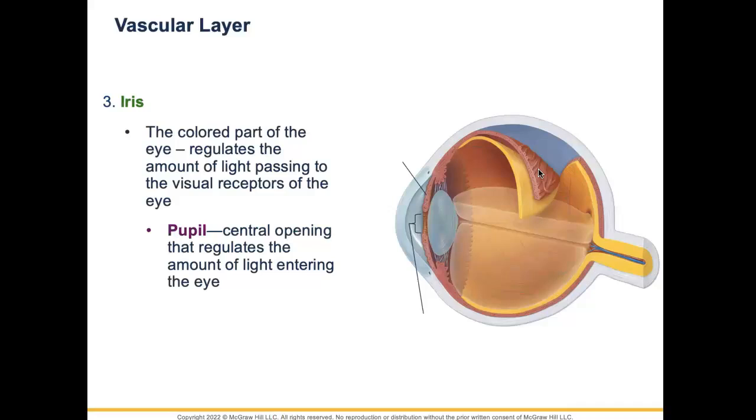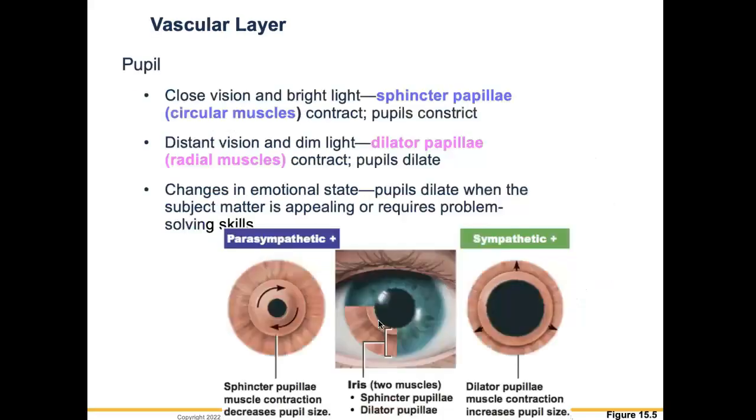And we are to the third structure that we mentioned, which is the iris. This is the colored part of our eye, and it regulates the amount of light that is going to move through into the eye and onto our visual receptors, the photoreceptors. And what allows that light to move in is the pupil. This is just the opening, and it too is helping to regulate the amount of light entering the eye.